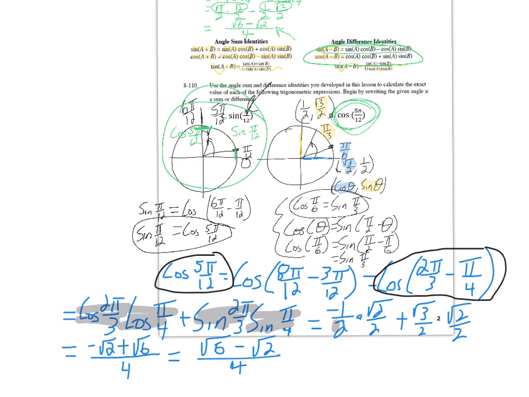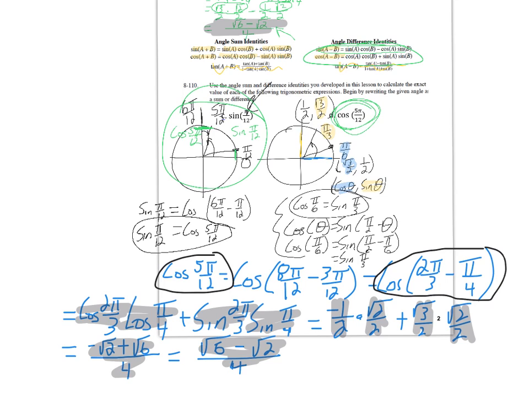plus the sine of the first angle times the sine of the second angle. Well, the cosine of 2 pi over 3 is a negative 1/2. Cosine of pi over 4, square root 2 over 2. The sine of 2 pi over 3 and the sine of pi over 4. Now, if you multiply those together, negative square root 2 plus square root of 6, which is the square root of 6 minus the square root of 2 over 4, which is the exact same thing we had up here for the sine of pi over 12. So they did come out to be the same.